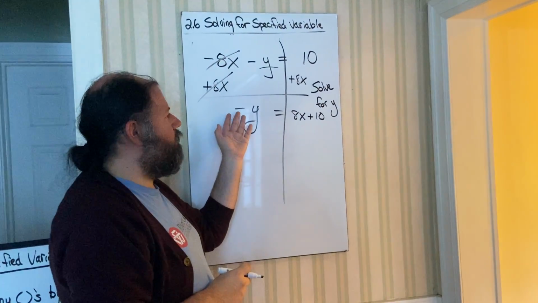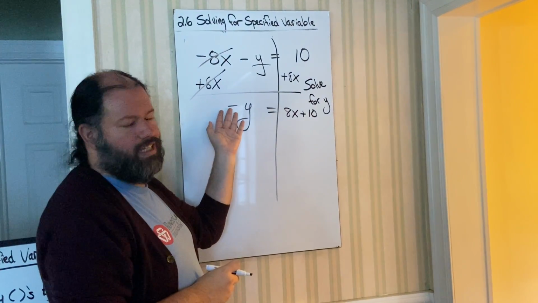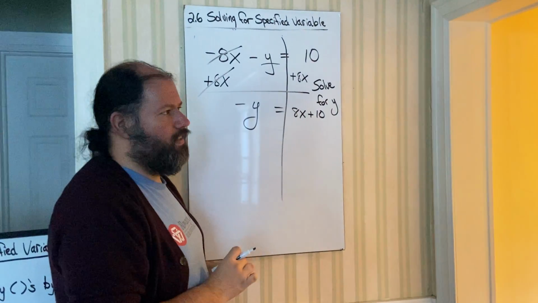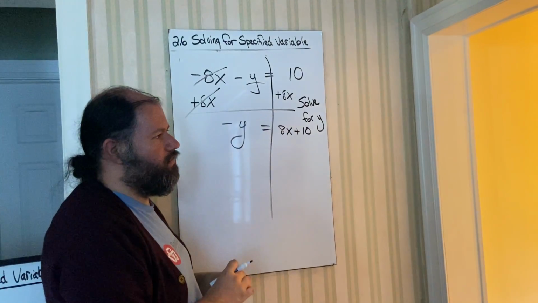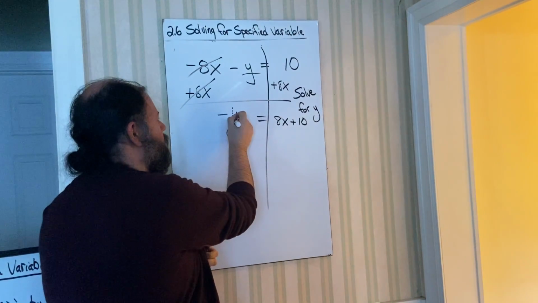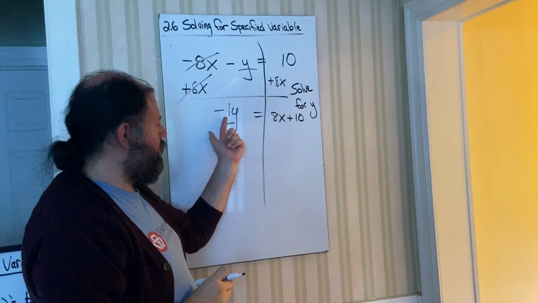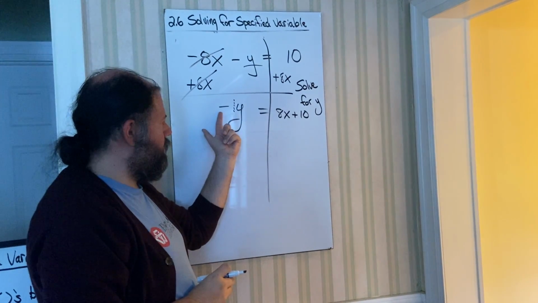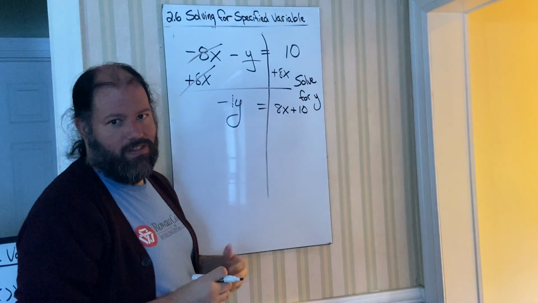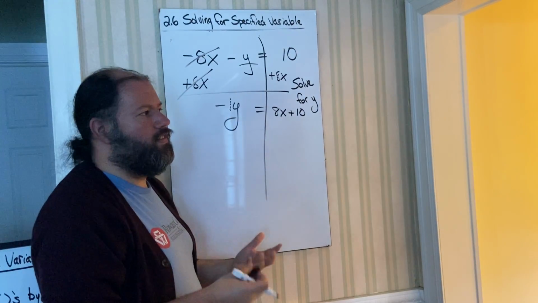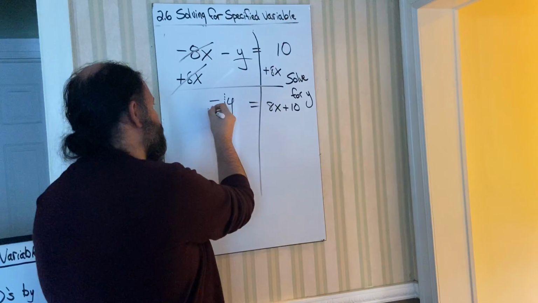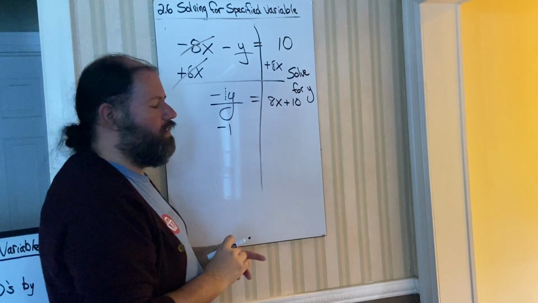Now remember, we want y by itself, not negative y. So you gotta get rid of the negative. Remember, there's always a coefficient. If you don't see one, you can slip in a 1. So this coefficient, negative 1, needs to be separated from the y. Since this is a factor or multiplication, you're gonna have to divorce. So I'm going to divide this side by negative 1.